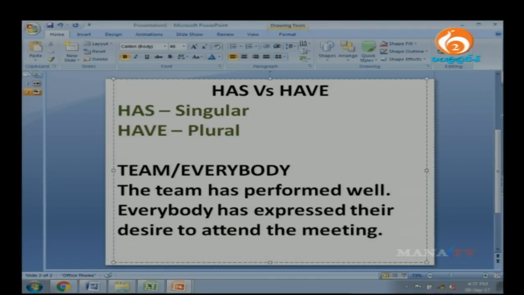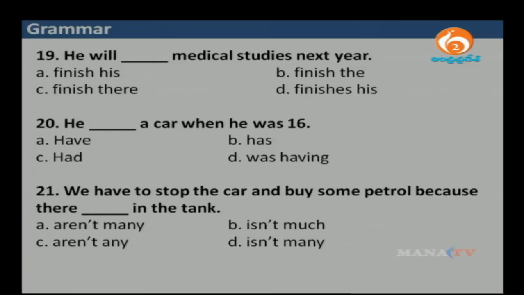Everybody has expressed their desire to attend the meeting. It's not "everybody have", it's "everybody has". So, "has" is used for singular, "have" is used for plural. Okay. So, question number 20, he had a car when he was 16. Because it's a past tense, I will use "had".